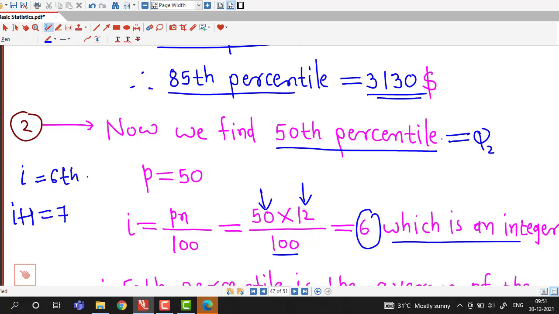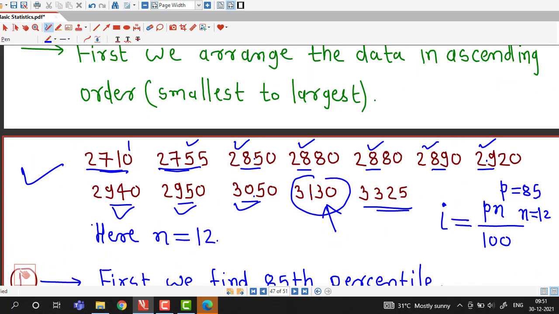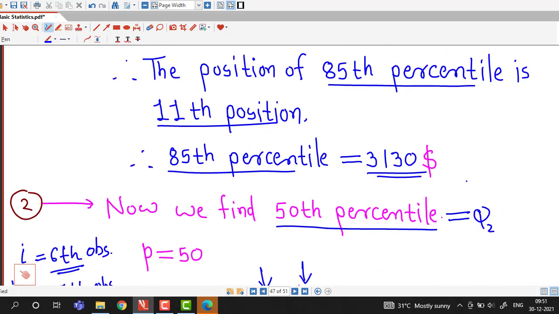We find the observations at positions 6 and 7, and this percentile will be the average of the 6th observation and the 7th observation. So first we decide what the 6th and 7th observations are. Again we have to count: this is the second observation, third, 4, 5, 6 and 7. They are 2890 and 2920, so we have written that here.